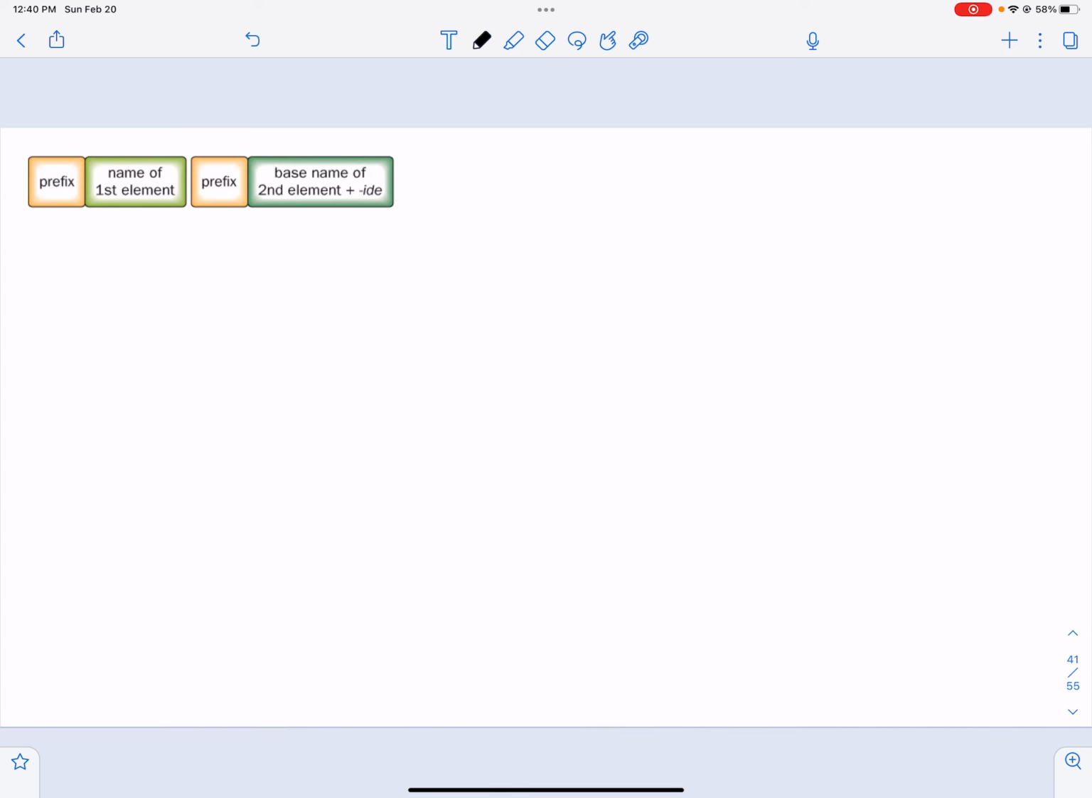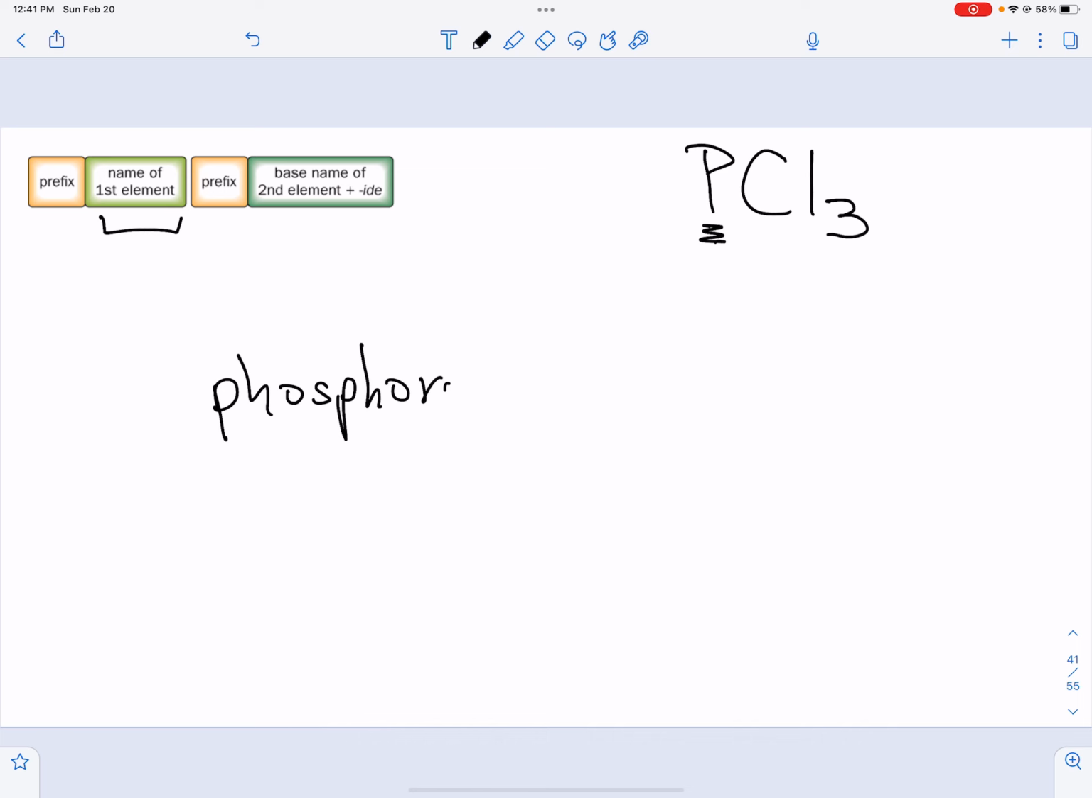And this is the format to name a molecular compound. First thing, you're going to do the name exactly as in the periodic table. Let's take, for example, this compound. So the first one is phosphorus. The second one is chlorine, but since this is a compound, you already know what we need to do. We're going to modify it to chloride.